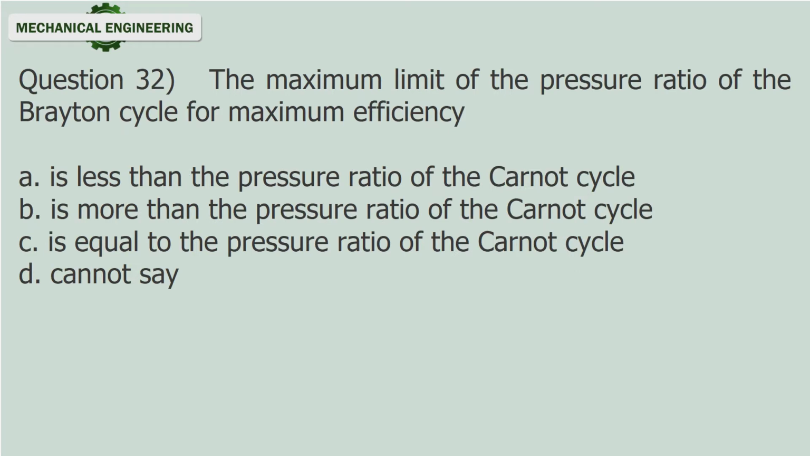Question 32. The maximum limit of the pressure ratio of the Brayton cycle for maximum efficiency. A. Is less than the pressure ratio of the Carnot cycle. B. Is more than the pressure ratio of the Carnot cycle. C. Is equal to the pressure ratio of the Carnot cycle. D. Cannot say.